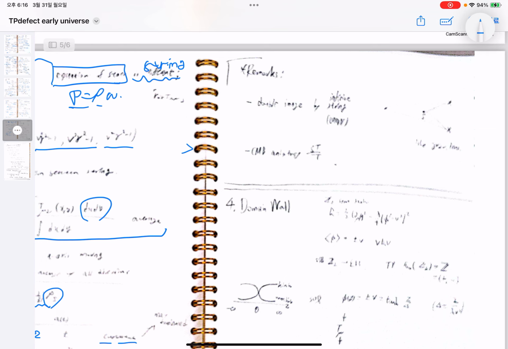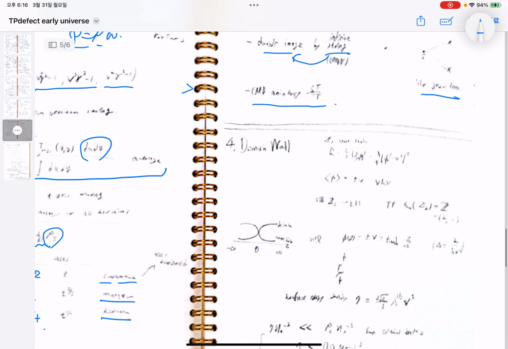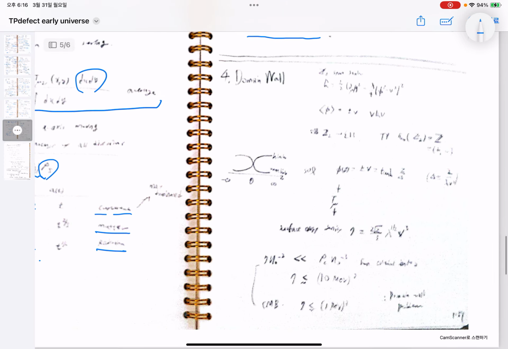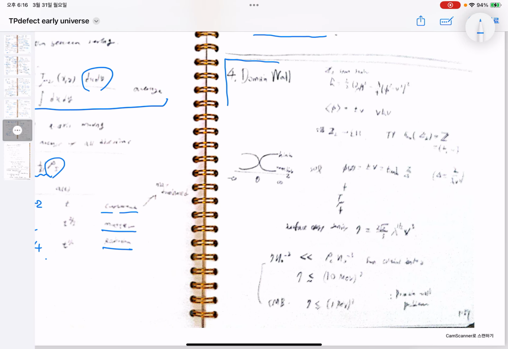And here are a few remarks. The string can give double images like gravitational lensing, and also be a source of the CMB and of the gravitational waves. The final example of the topological defects is the domain wall, which comes from the symmetry breaking of a discrete symmetry like the Z2.